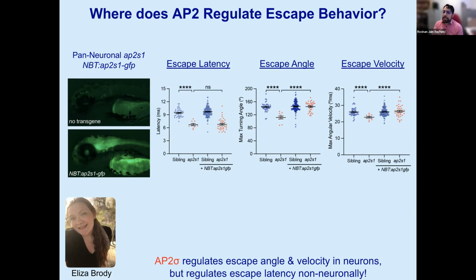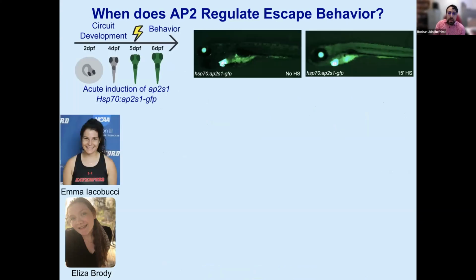So then we wanted to try and get at the timing of where this was happening, because our neuronal transgene was expressed pretty much throughout development, as well as while we're providing these acoustic stimuli. So we wanted to try and dissociate whether this was a developmental role in the wiring of the circuitry, or if it was something that was happening acutely to regulate these behaviors. To address that, Eliza and Emma used a transgene that we generated, which will allow us to induce expression of that AP2S1 GFP fusion by exposing fish to a brief heat shock.